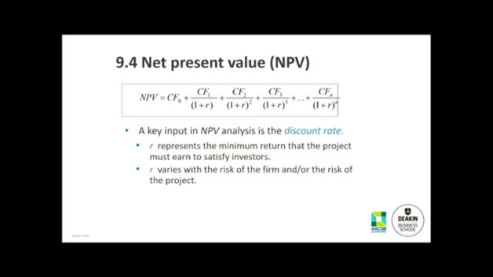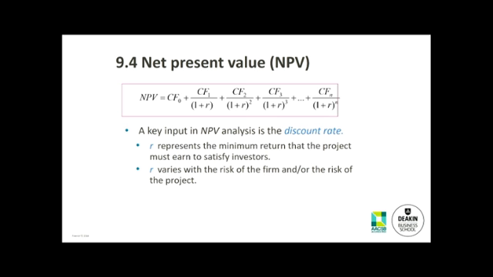Now, please note that the most important factor of this method, a key input, is the discount rate. The discount rate represents the minimum return that a project must earn to satisfy the investor. If your project is fully financed by equity, which means your investors are shareholders, if you are the shareholder, you have your expectation, right? Your expected return is my obligation as a manager. I have to set up a discount rate to meet your expectation.